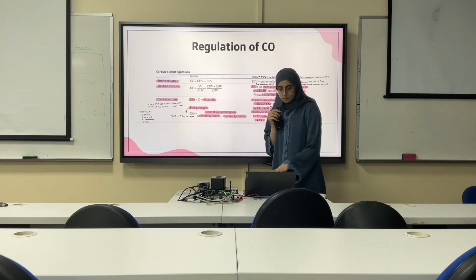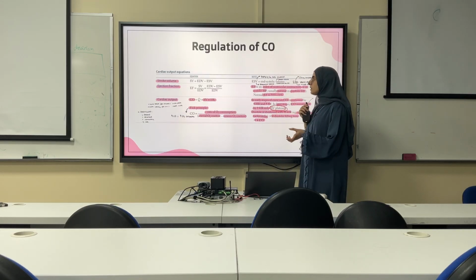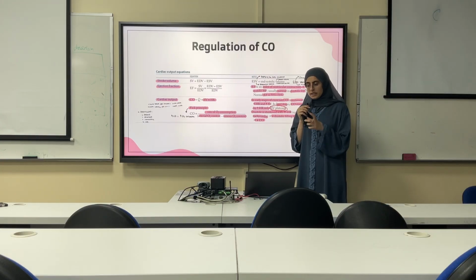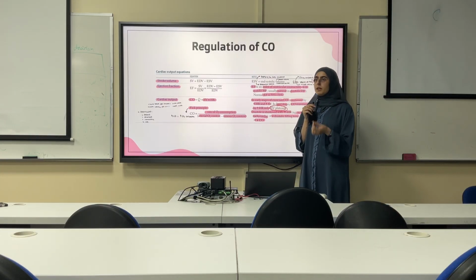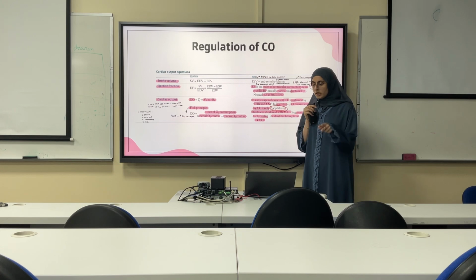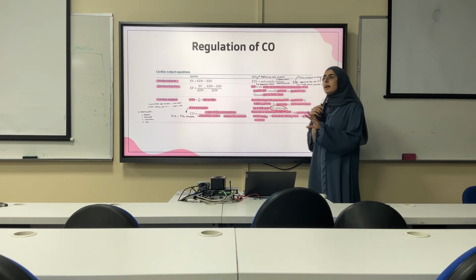Okay, and then we know that the stroke volume is the difference between the end diastolic minus the end systolic. The end diastolic volume is the blood volume after the heart has finished filling. And the end systolic volume is the blood remaining after the ventricle has contracted. Then ejection fraction is the ratio between those, and it's most likely going to be around 60.